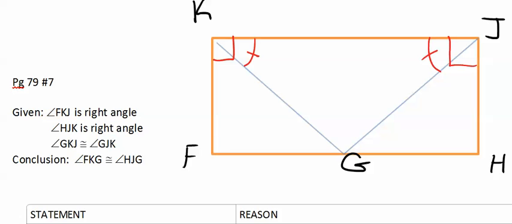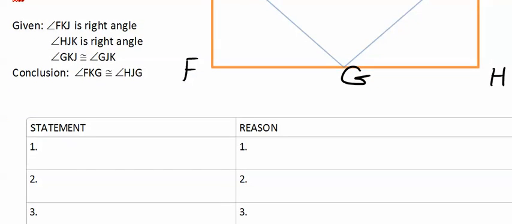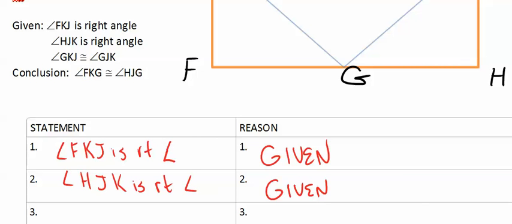We'll start with our givens, like most problems. Angle FKJ is a right angle. That is given. And angle HJK is a right angle, and again, the reason being given.